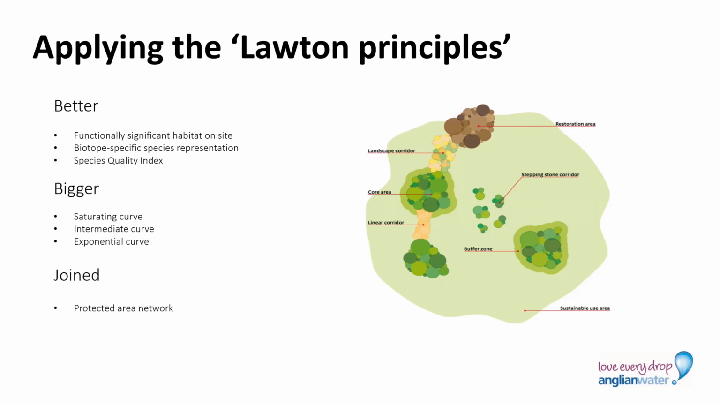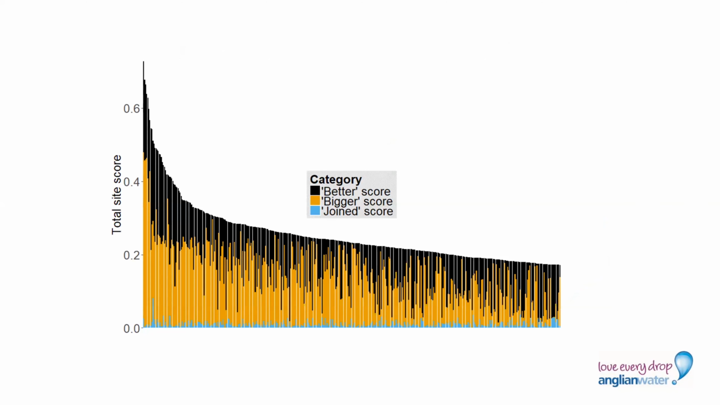And under connectivity, whether they're in a protected area network, their proximity to priority habitats, or their presence within a landscape scale conservation initiative like a Living Landscape. And this has enabled us to score all of our sites from top to bottom. Top score is 1, and going all the way down to the bottom. And so the 3 areas of different scores contribute to a site score overall.